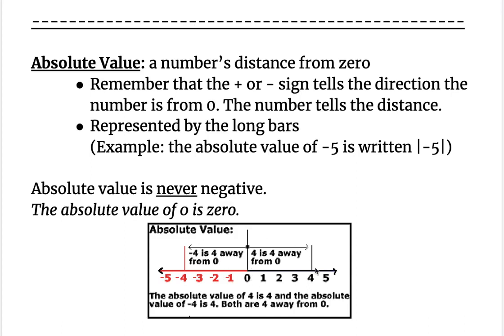So as an example, we have +4 and -4. And we want to know the absolute value. The absolute value of +4 is 4. It's 1, 2, 3, 4 spots away from 0. So that answer is 4. And the absolute value of -4 is also 4 because it's 1, 2, 3, 4 spots away from 0 as well. It's just going in the different direction. But again, for absolute value, we don't care about the direction. We just want to know the distance. So both the absolute value of 4 and of -4 is 4.